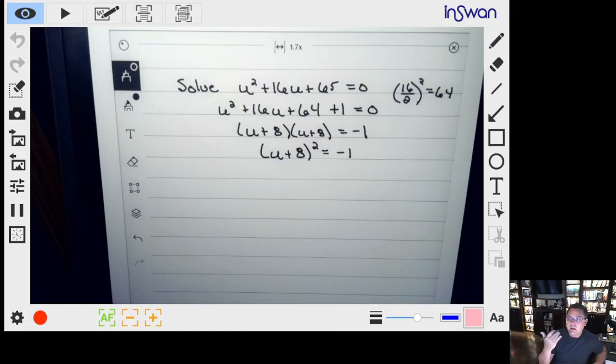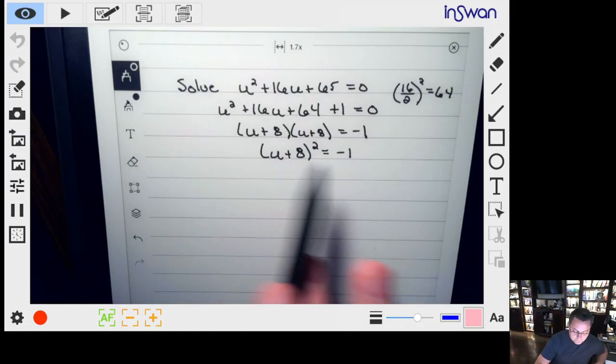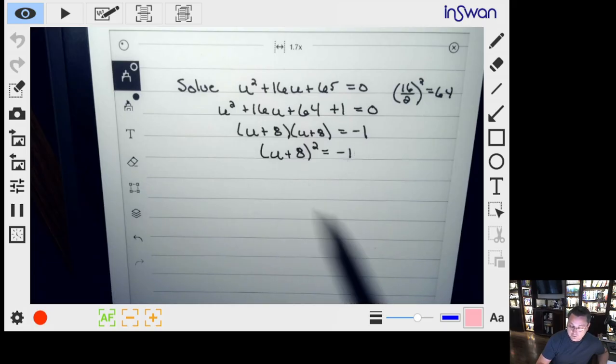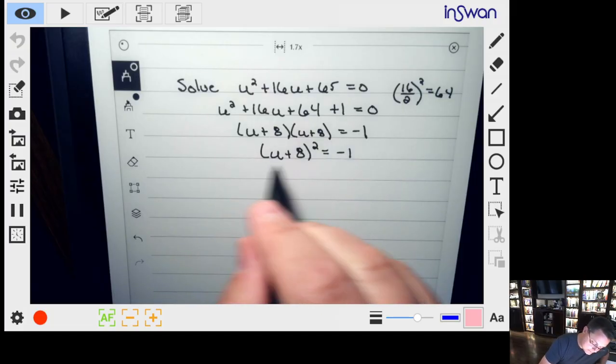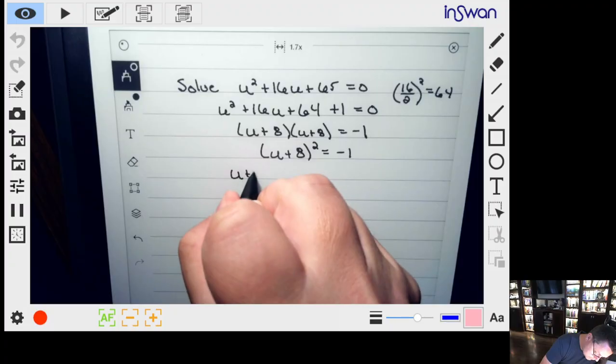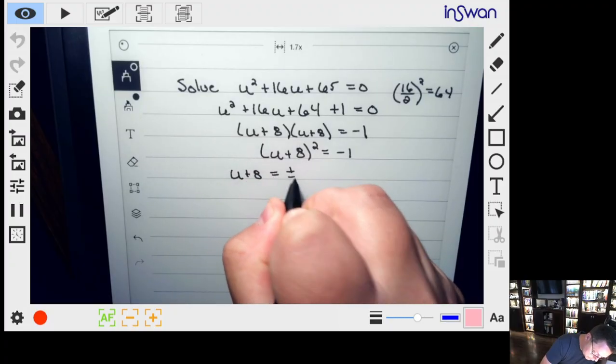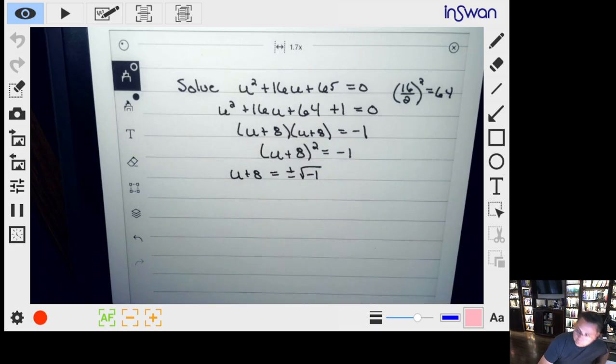However, I'm assuming that the person who wrote this wants to use complex solutions, so including imaginary numbers. If that's the case, we've got to go a little bit further. So let's assume imaginary solutions and solve this. I'm going to take the square root of both sides. Remember, when you're the one that puts the square root in there, you've got to do plus or minus. So the square root of both sides gives me u plus 8 equals plus or minus the square root of negative 1. Well, we know the square root of negative 1 is just 1i.